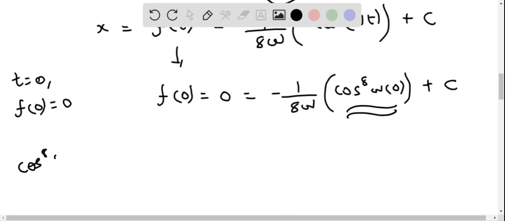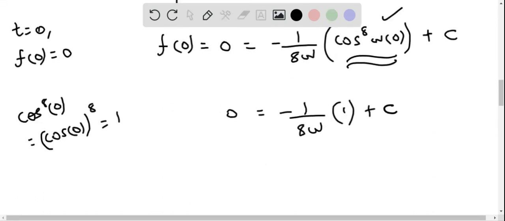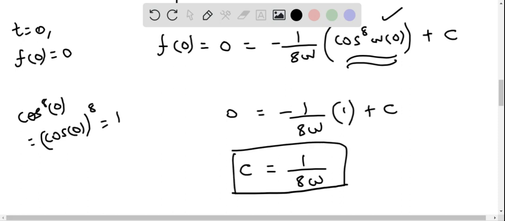We know that cos power 8 of 0 is equal to cos 0 raised to the power of 8. So cos 0 is 1. So 1 power 8 is 1. So basically the value of this expression is 1, which I'm going to replace here. So this becomes 0 equals negative 1 by 8 omega times 1 plus c. And from this we can easily calculate the value of the integration constant by adding 1 by 8 omega. So basically c equals 1 by 8 omega. So we have determined the value of the integration constant c, and that equals 1 by 8 omega.